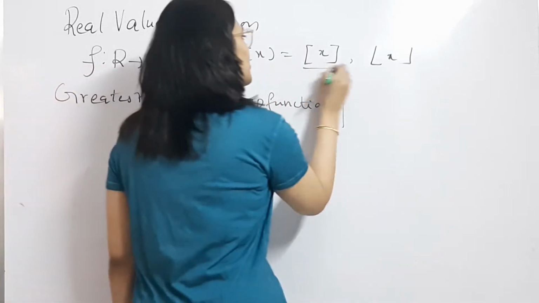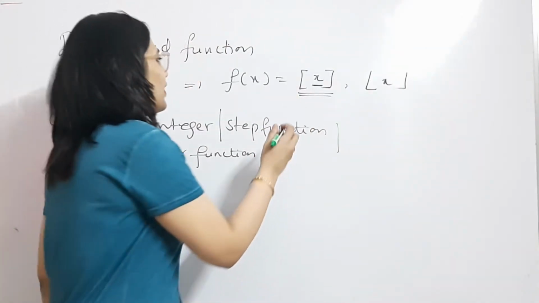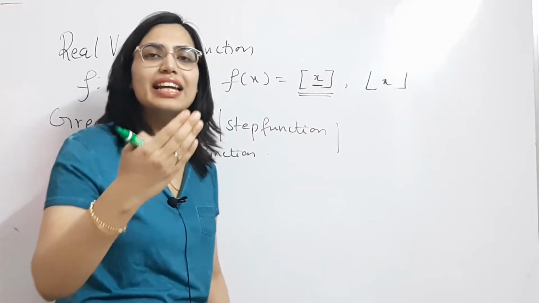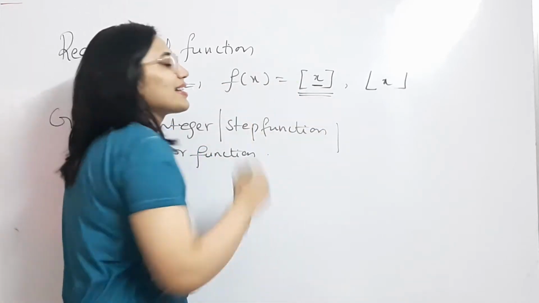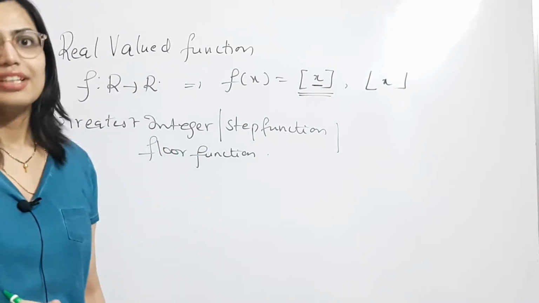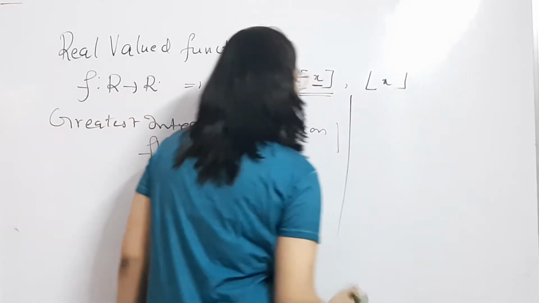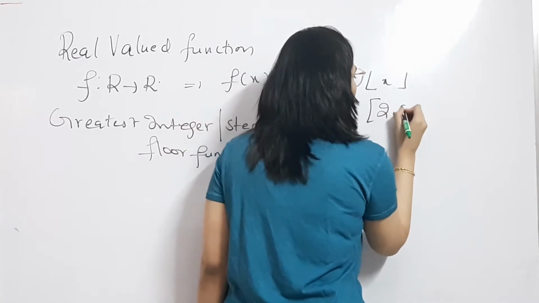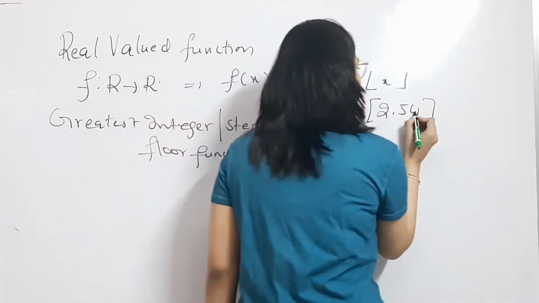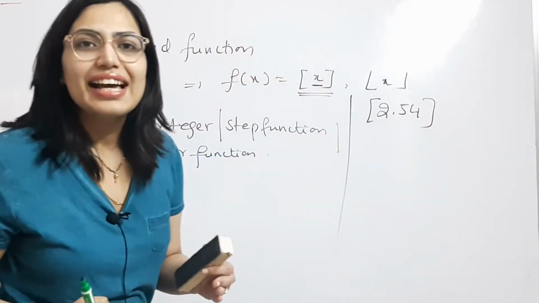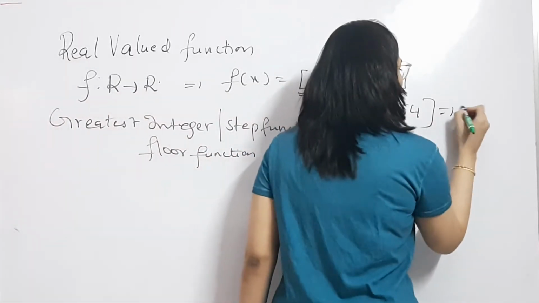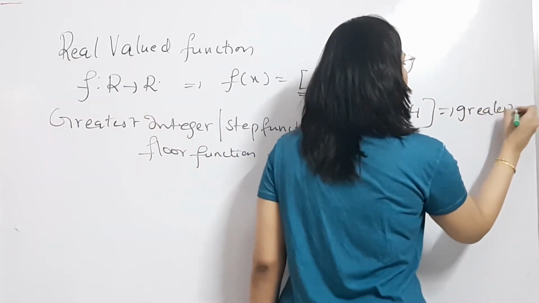Okay, what does this mean? This means that whenever there is a value inside the square brackets, you need to pick up the greatest value that is less than x. That is the meaning of the greatest integer function. For example, if you say step of 2.54, you need to pick a value that is less than 2.54, but the greatest value. That means you need to pick the greatest value less than x.